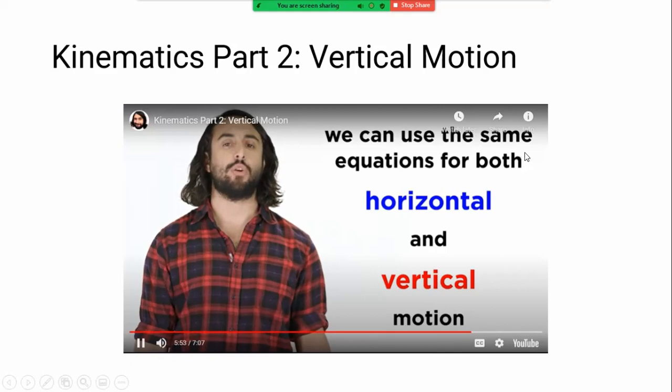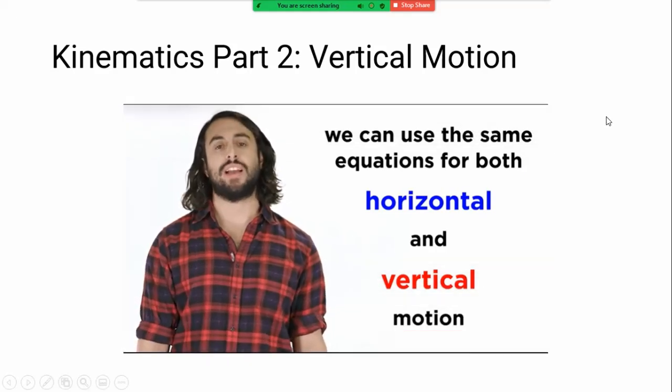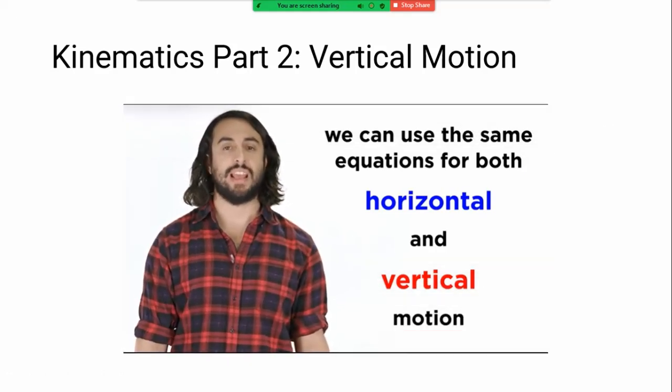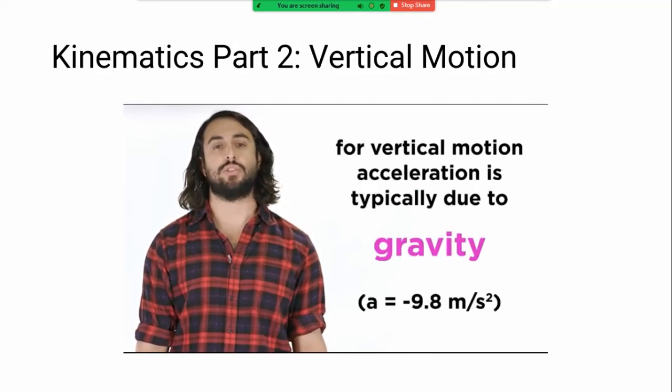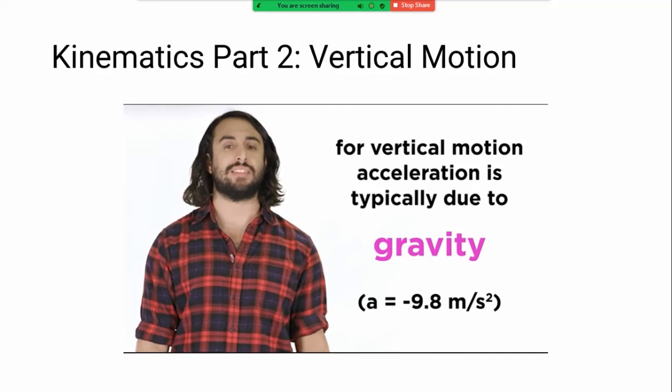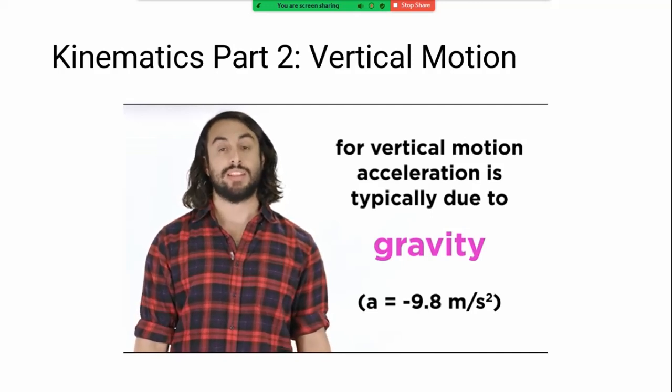So we can see that motion in the vertical direction utilizes the same equations and concepts as horizontal motion, except that the acceleration will always be due to gravity, which is held constant at this value. Let's check comprehension.